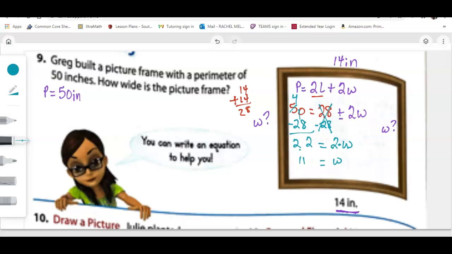So we want to plug that in. We think it's 11, and let's double check. To find perimeter, I add up all the sides. So I have 14, 14, 11, and 11. 4 and 4 is 8, 9, 10. 1, 2, 3, 4, 5. And they told me my perimeter is 50, so we did do that correctly.